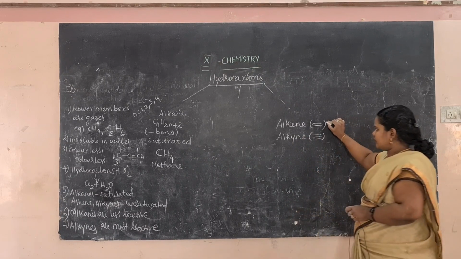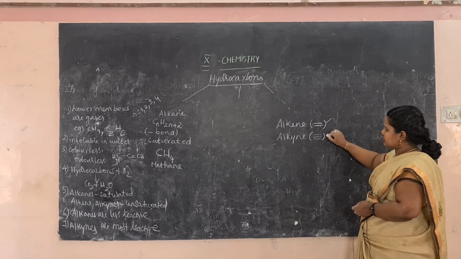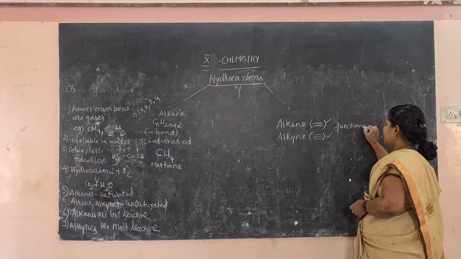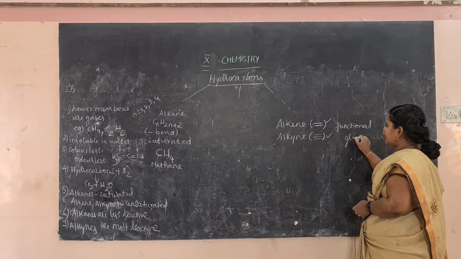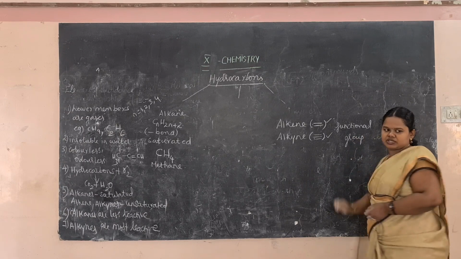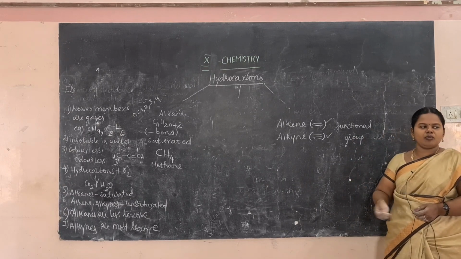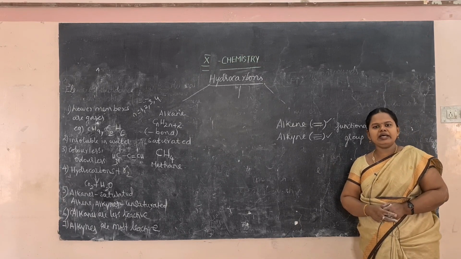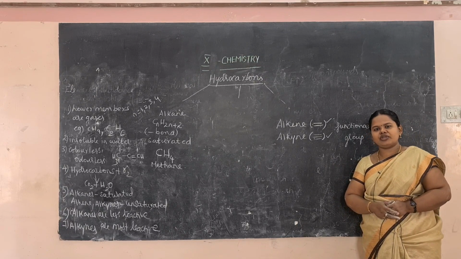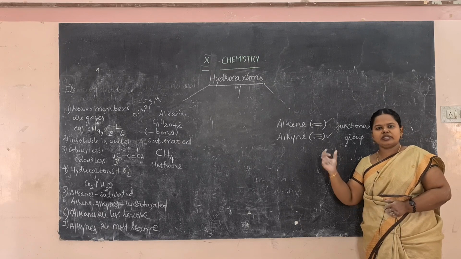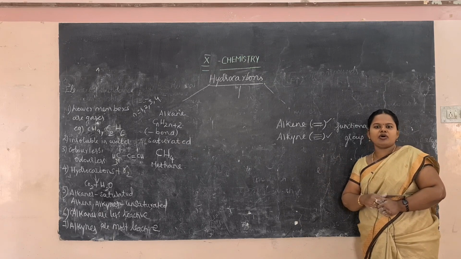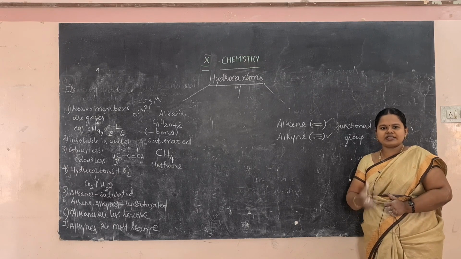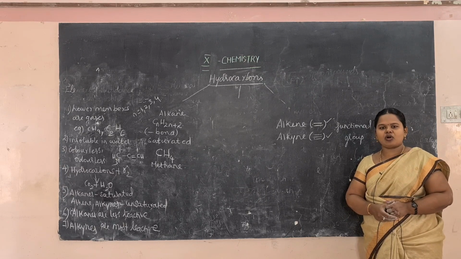So the double bond and triple bond itself act as a functional group. Since the double bond or triple bond acts as a functional group, there will be an increase in the reactivity of the hydrocarbon. So this double bond and triple bond is also considered a functional group, and the functional group decides the chemical property of the compound.